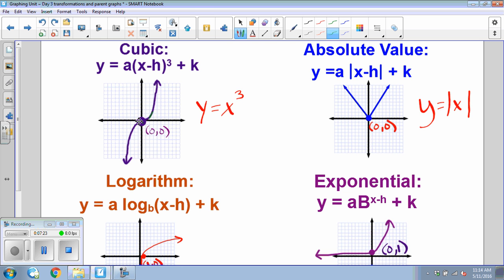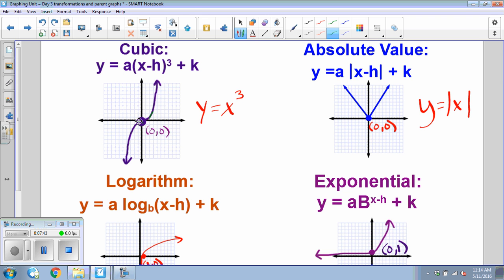Okay? I didn't put a cube root, but a cube root is the inverse, right? Cube root is the inverse of cubes, right? So it looks like this graph, just turned sideways. Okay, so that's what cube root looks like. Same shape, just turned sideways.